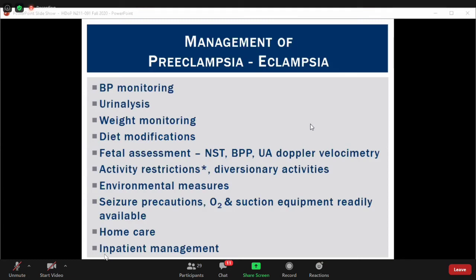Any patient at risk for seizure is a patient that's at risk for an airway issue, okay? Whether you're working in peds, maternity, or geriatrics, any patient at risk for seizures, you've got to have oxygen and suction.